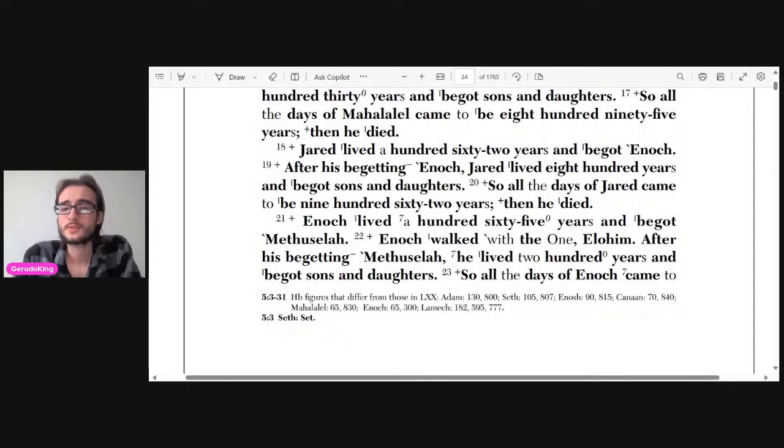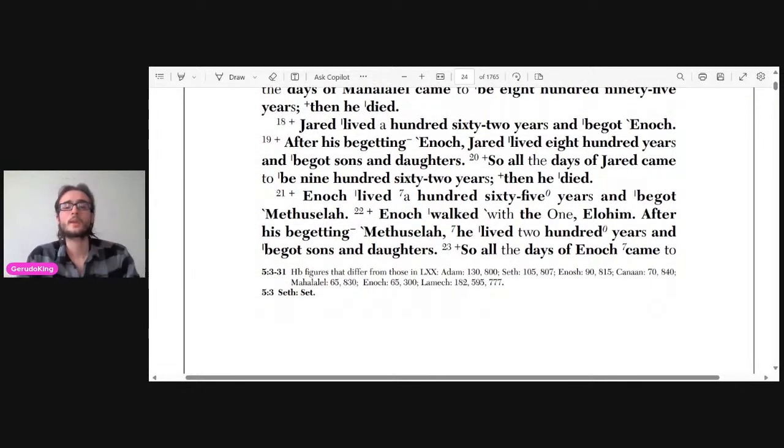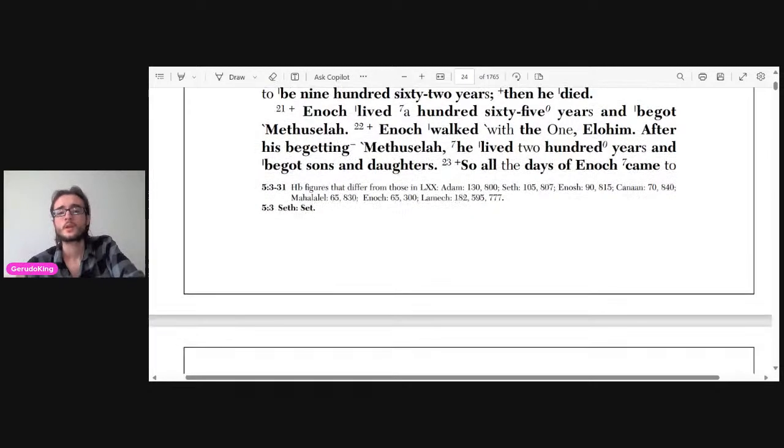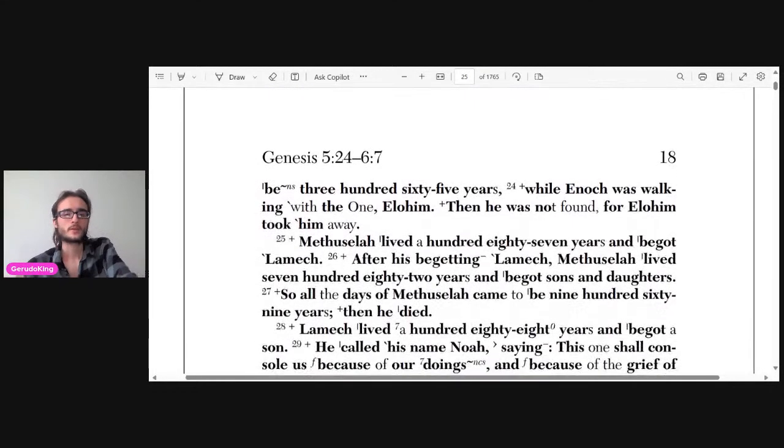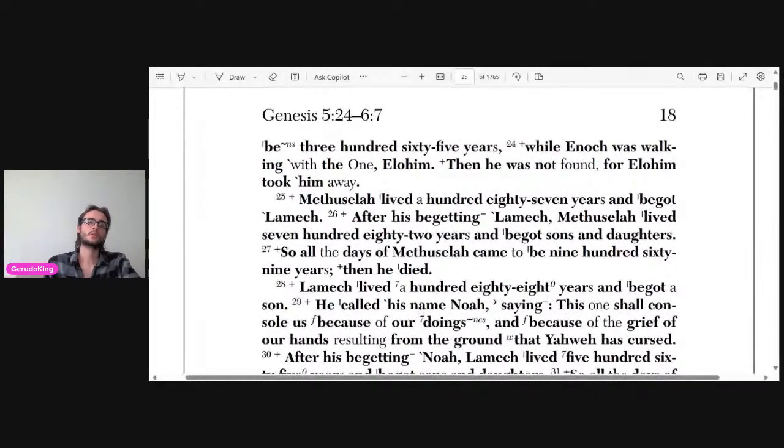Jared lived 162 years and begot Enoch. After his begetting Enoch, Jared lived 800 years and begot sons and daughters. So all the days of Jared came to be 962 years, and then he died. Enoch lived 165 years and begot Methuselah. Enoch walked with the one, Elohim. After his begetting Methuselah, he lived 200 years and begot sons and daughters. So all the days of Enoch came to be 365 years, while Enoch was walking with the one, Elohim. Then he was not found, for Elohim took him away.